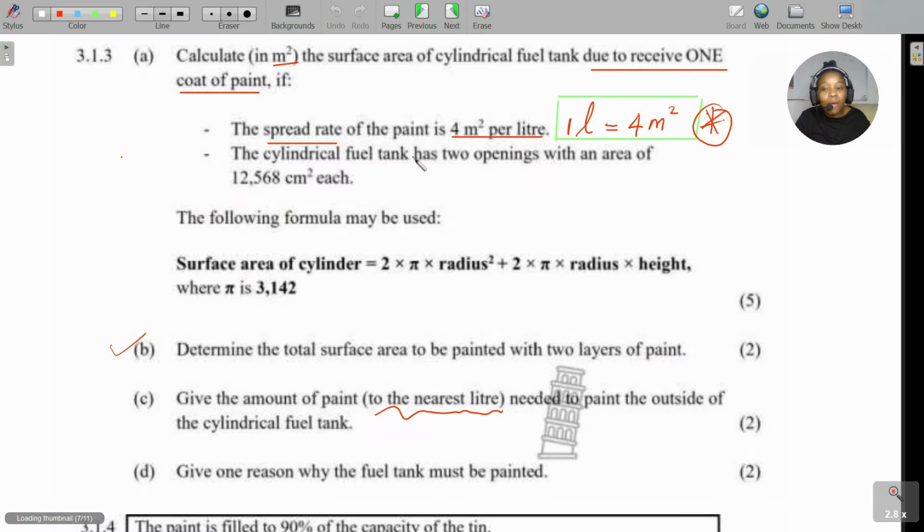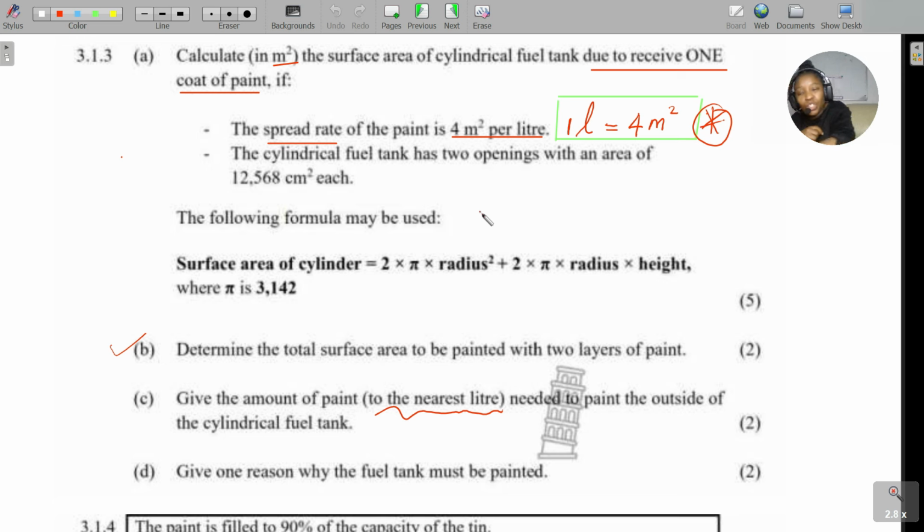Okay, I remember I once got a question where a learner asked me about questions where they want us to determine how many liters of paint we will need. All the time when you're given those questions, you're given a statement that gives you the spread rate of the paint. It tells you 4 meters squared per liter. It gives you how much area 1 liter can cover.